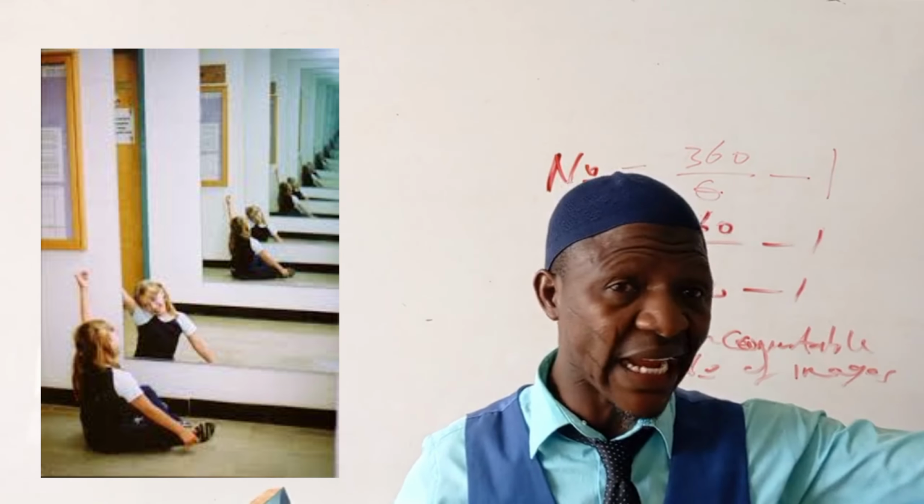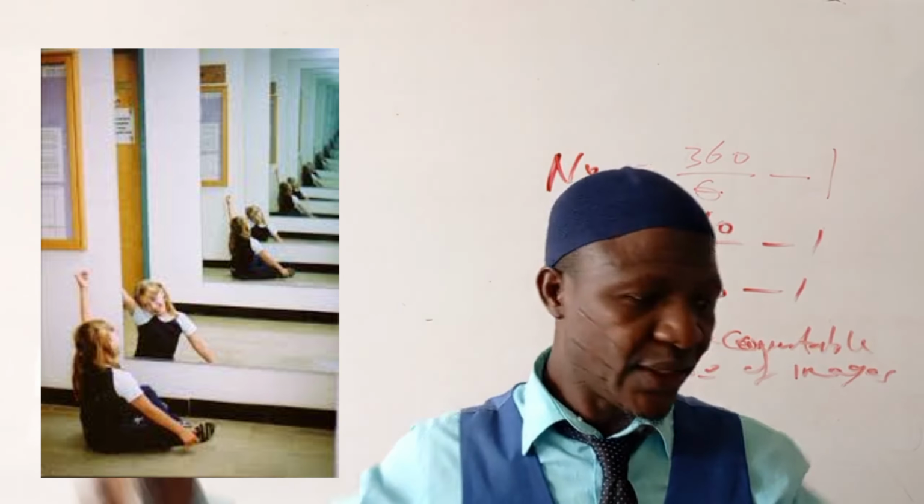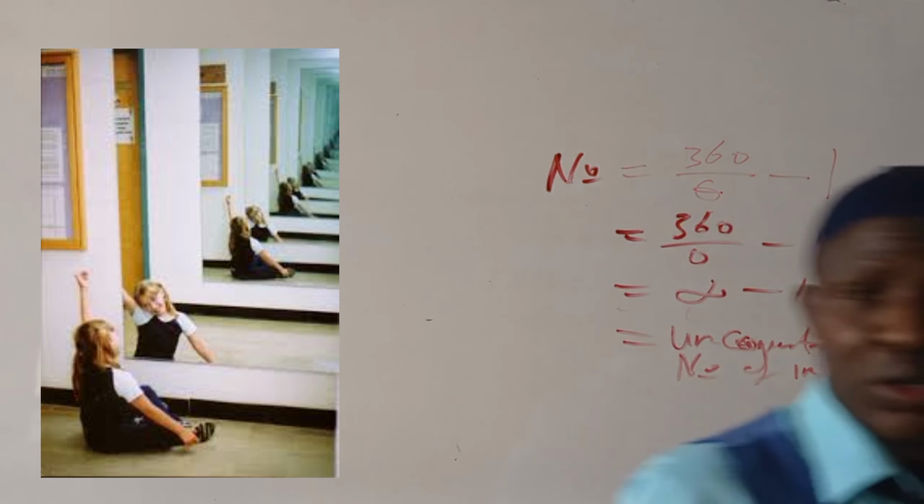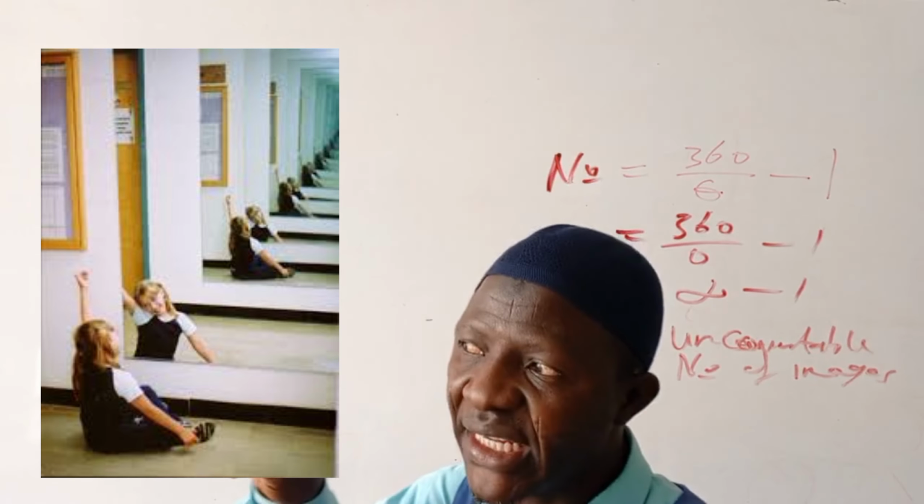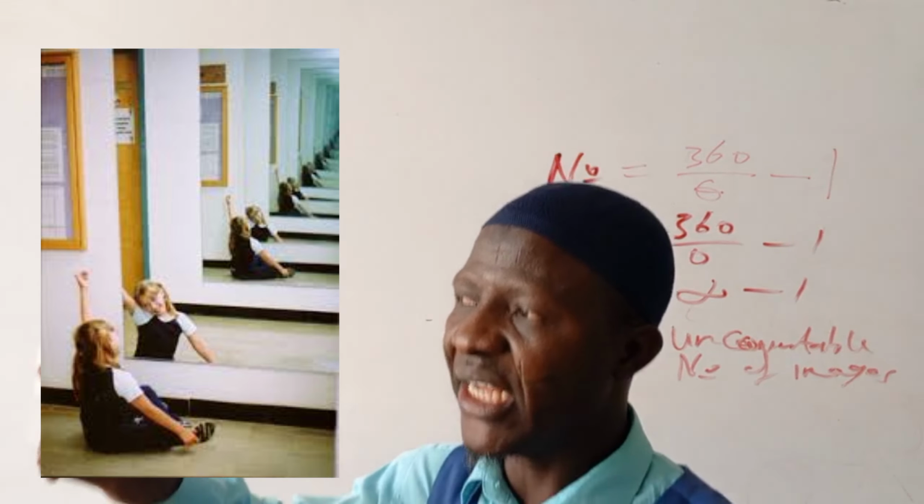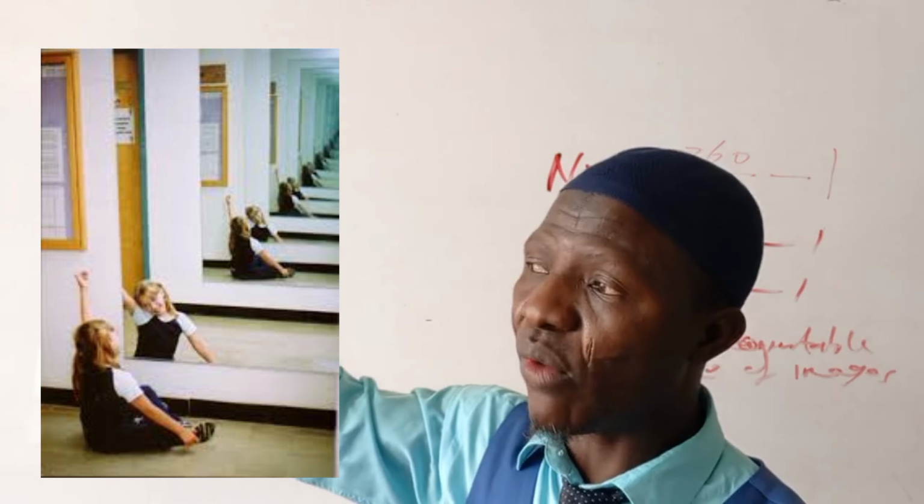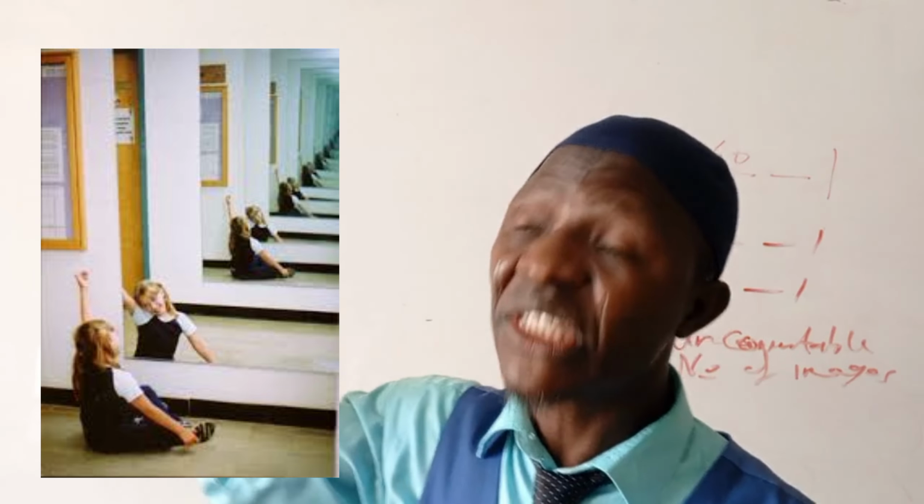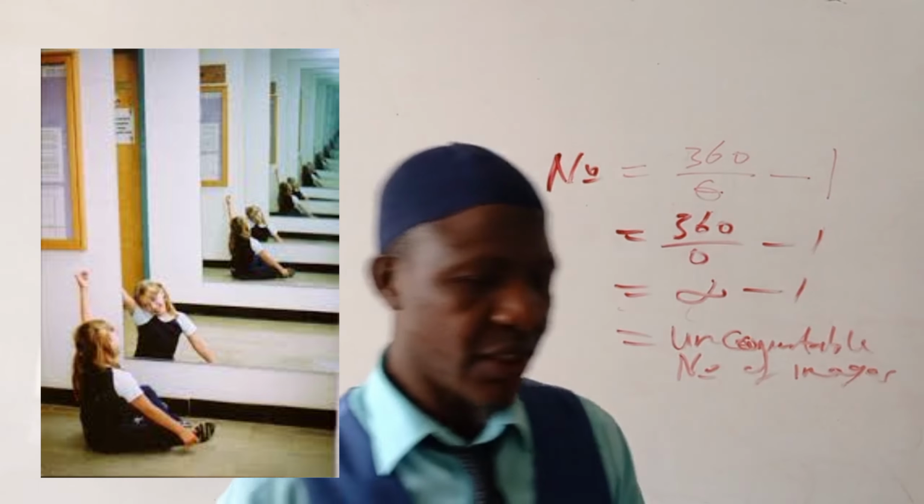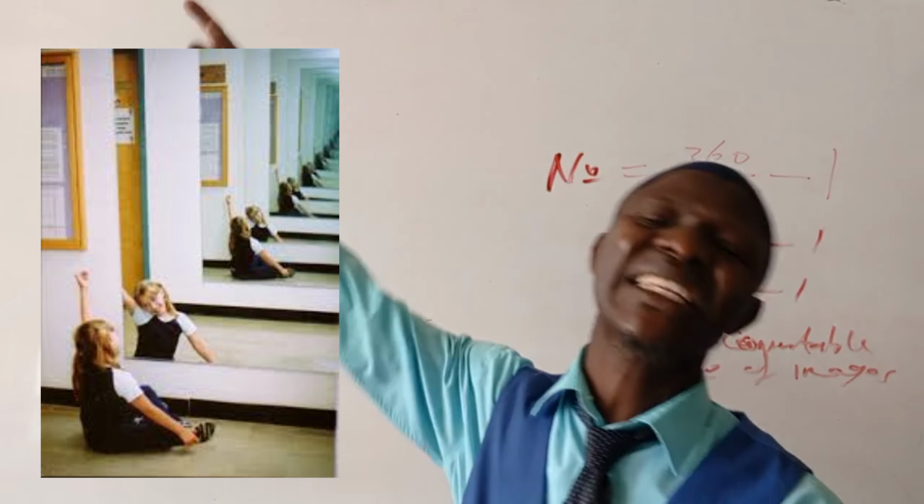That's why most of the time when you go to the salon, you see that when you have one mirror on this side and another one on this side, and you are sitting between the two mirrors, when you look like this, you see the first image, then you still see another one, and another one. You continue seeing images until you cannot see the last image.